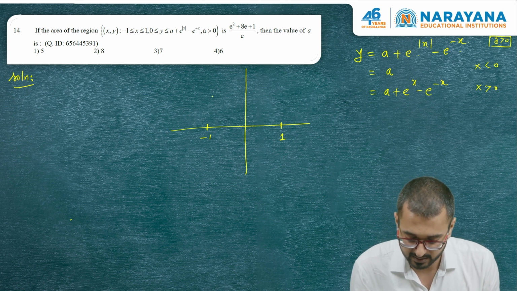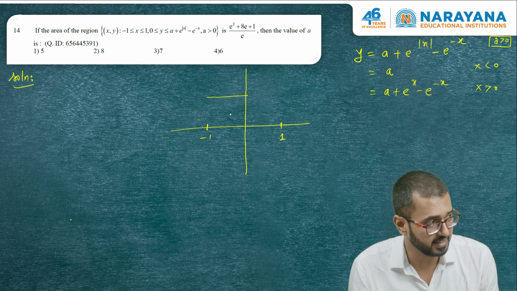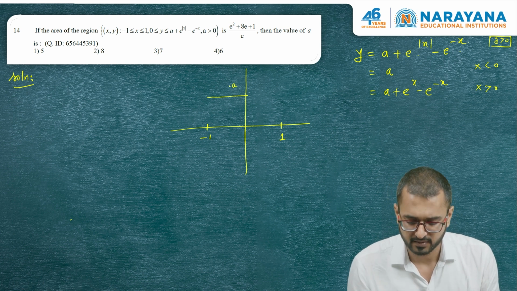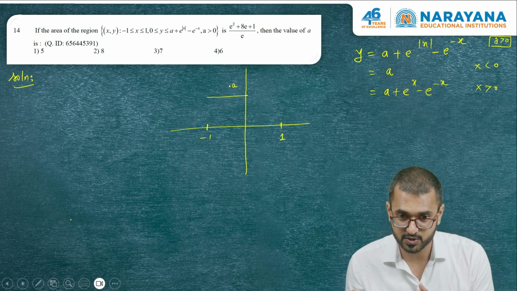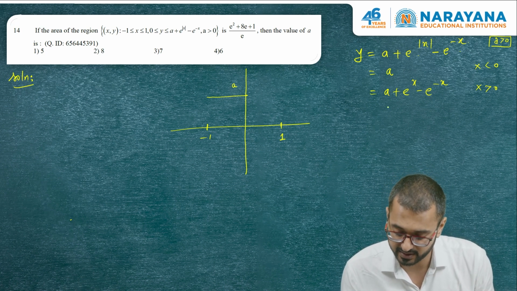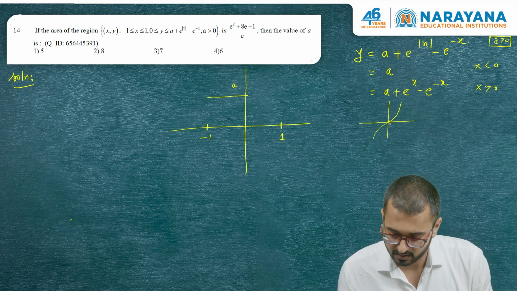So before a, I'll be writing a itself, that means it will go from here. So this is my a, we'll call it a. And after this, on the positive side, when x is more than 0, I have this graph. So my e power x minus e power minus x. So at x equal to 0, this both will become 1 minus 1, 0. So my graph would go somewhat like this, it should be symmetric about the origin, correct?